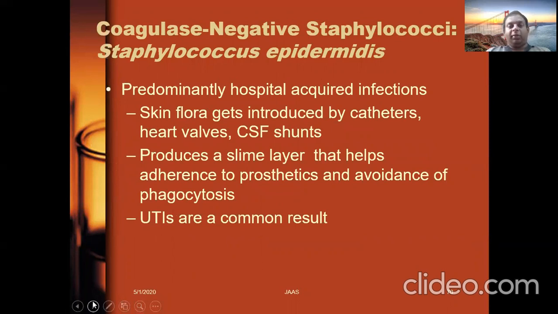So it's a predominant hospital-acquired infection. Skin flora get introduced by catheters, heart valves, CSF shunts, produce the slime layer, and help adherence to prostheses and avoidance of phagocytosis. So they produce biofilms. UTI is a common entity, and at the same time infective endocarditis is there. Prosthetic devices like prosthetic cardiac valves are more prone to infection. Prosthetic joints, knee and hip replacements, produce late infections leading to osteomyelitis and septic arthritis.